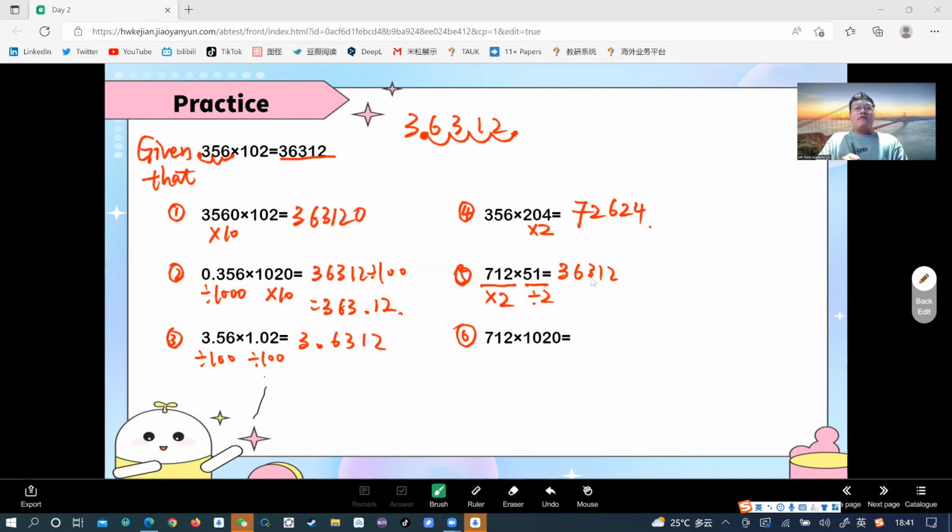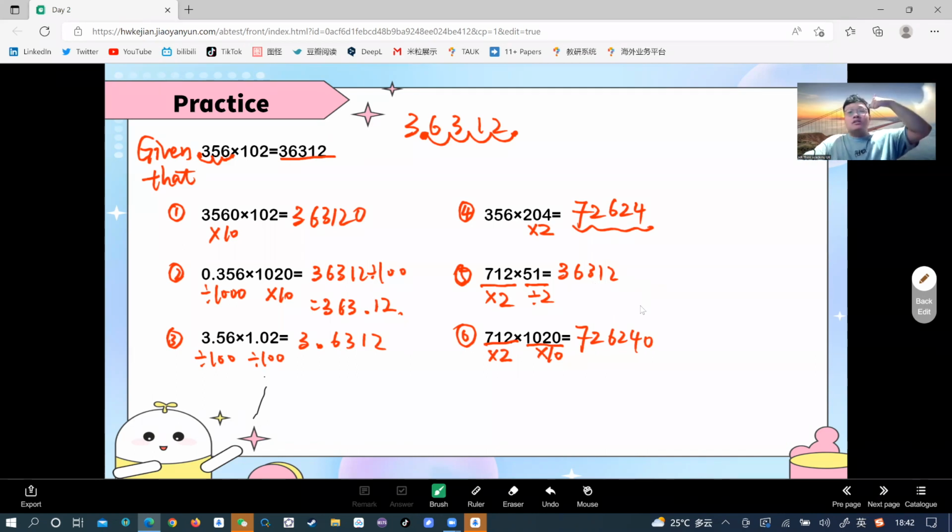Let's move on to question number 6. So you see, for the first multiplier, we just times that original number by 2. And for the second one, I times by 10. So as a result, I need to times by 20. And we already know that in question number 4, this is the number when you times by 2. So you just add 0 at the end. That will be the final answer. So 7, 2, 6, 2, 4, and 0 at the end.